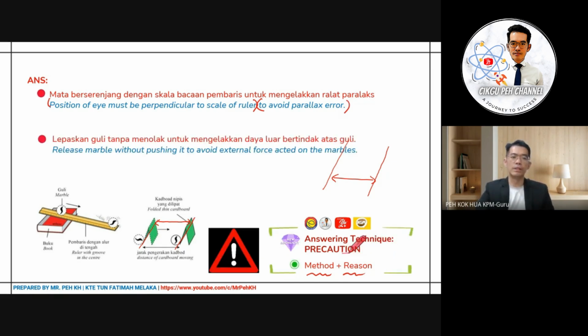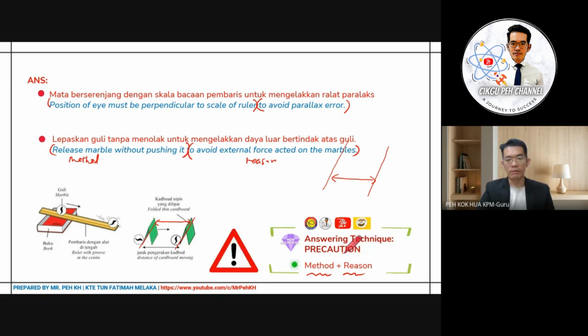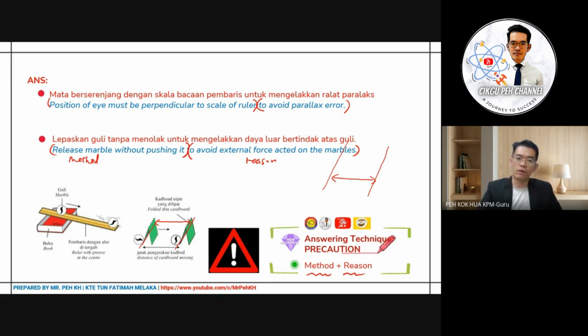Another reference answer will be: release the marble without pushing it. This is the method. Why we want to do this is to avoid external force acting on the marble. So this will be the reason. This is the way you give the answer for the precaution. So here you may get the 5 marks already for the first question.